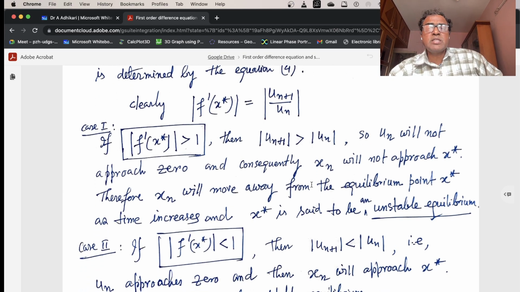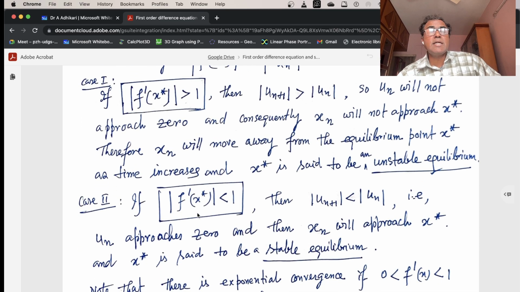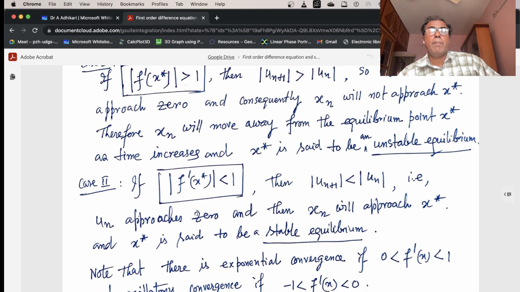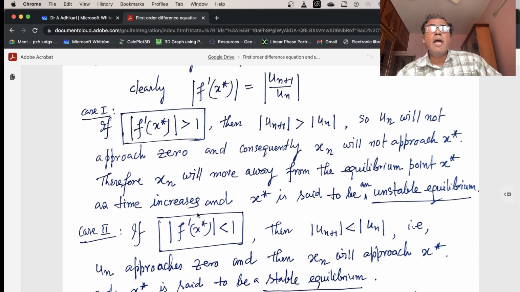Obviously, the magnitude of u_n is small. So u_n will not approach 0. With increasing n, the magnitude of u_{n+1}, u_{n+2} is greater, so u_n will not approach 0, and consequently x_n will not approach x star. Therefore x_n will move away from the equilibrium point x star as time increases, and x star is said to be an unstable equilibrium.